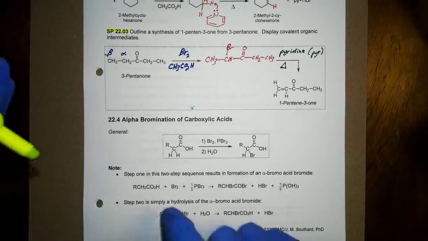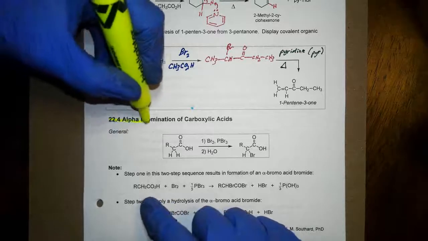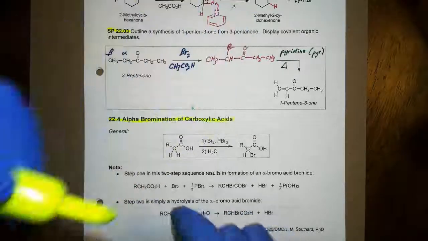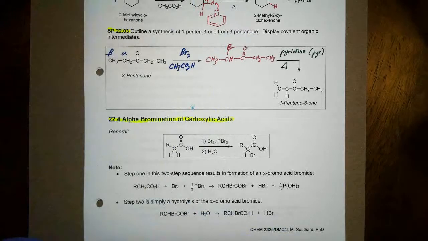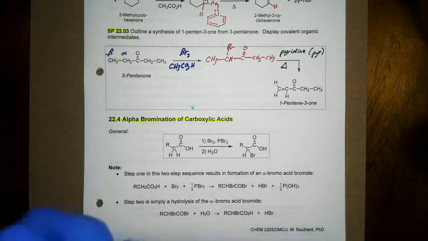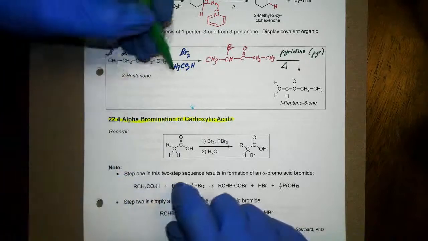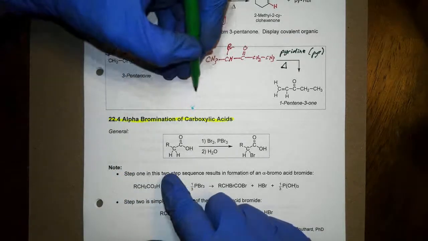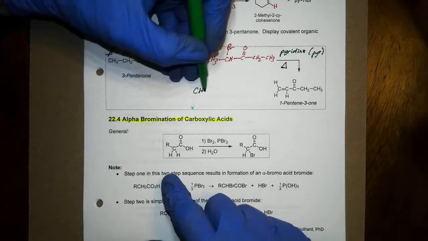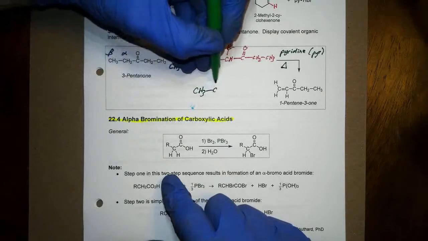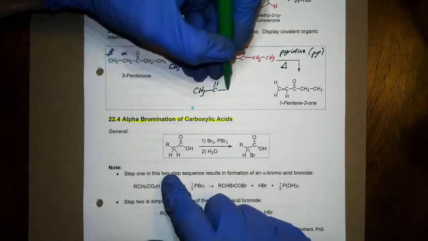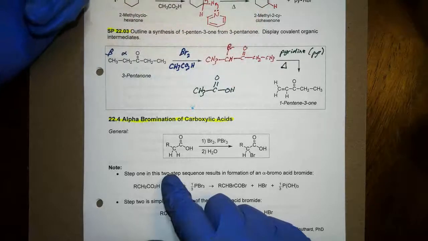And the next one's called alpha bromination of carboxylic acids. Okay, that should be the same, right? No, not really. It's a little bit different. Now remember, if you were to draw the structure of acetic acid, I'm backing up a little bit. Okay, what do you notice about acetic acid?